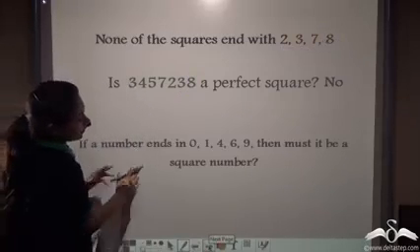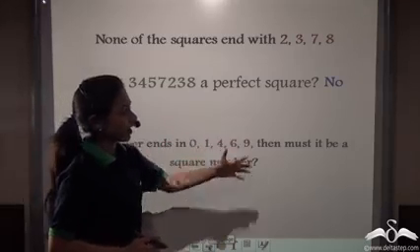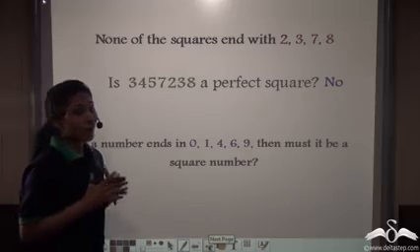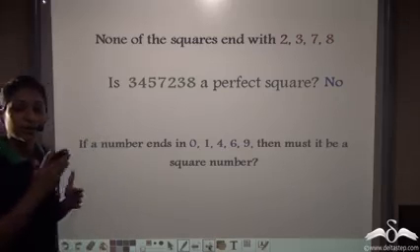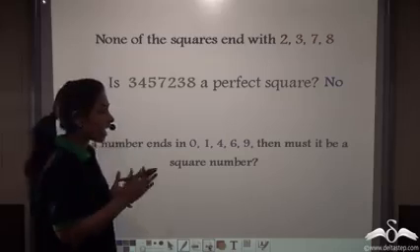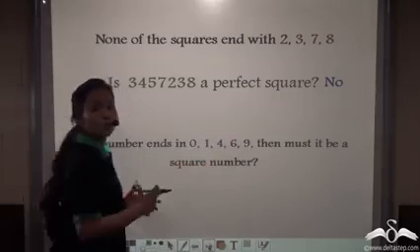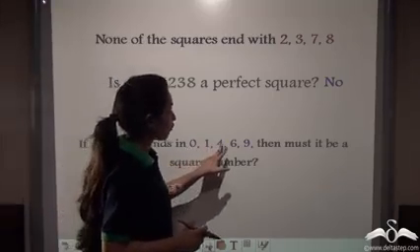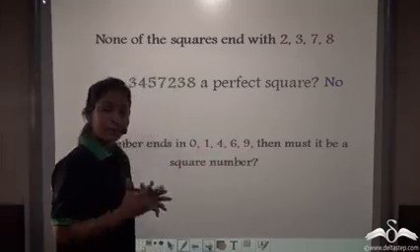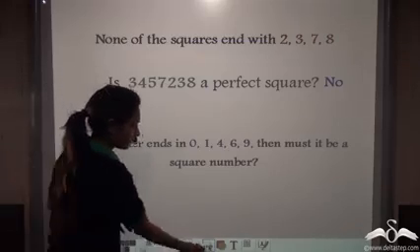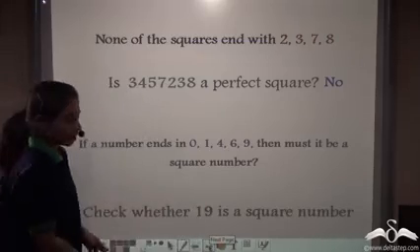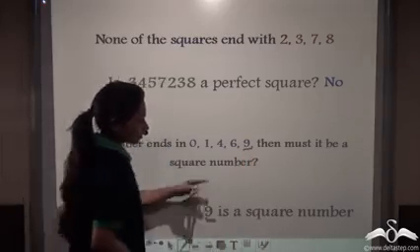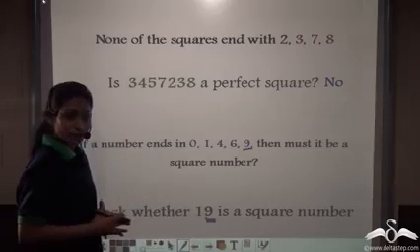So if a number ends in 0, 1, 4, 6 or 9, then must it be a square number? That is what I said. Well, I said that if a number is a perfect square, it will have any of these digits in its unit digit. But if any number ends with 0, 1, 4, 6 or 9, then is it compulsorily a square number? Well, check for 19. 19 has the last digit or the units digit as 9. See? So, this should be a square number.